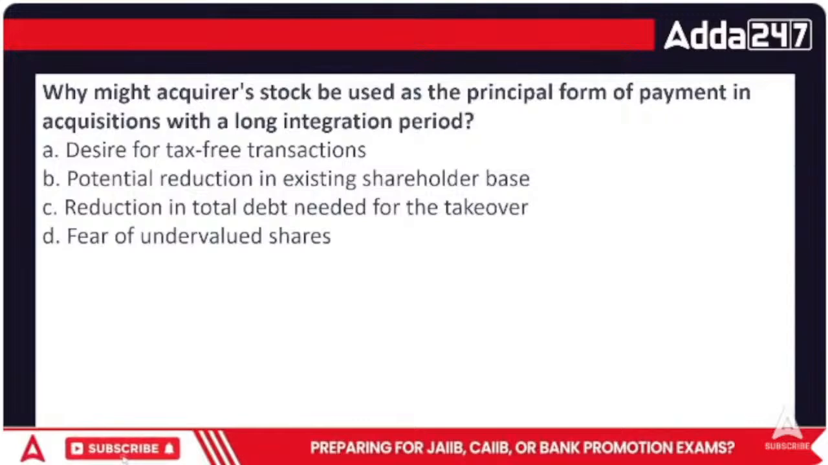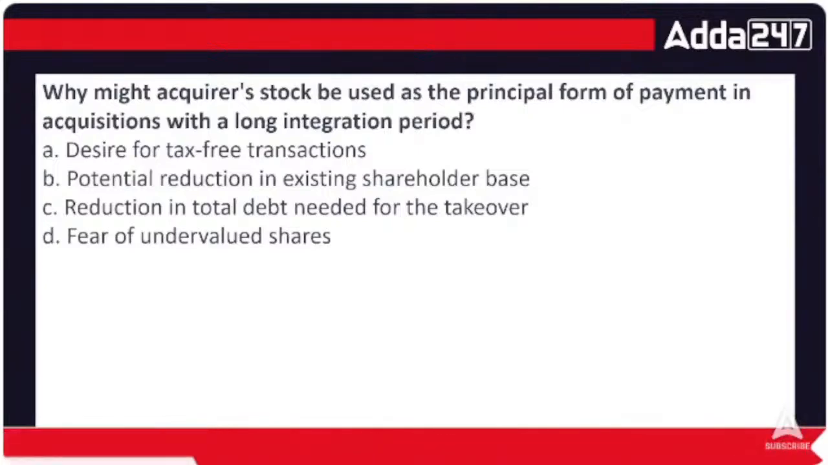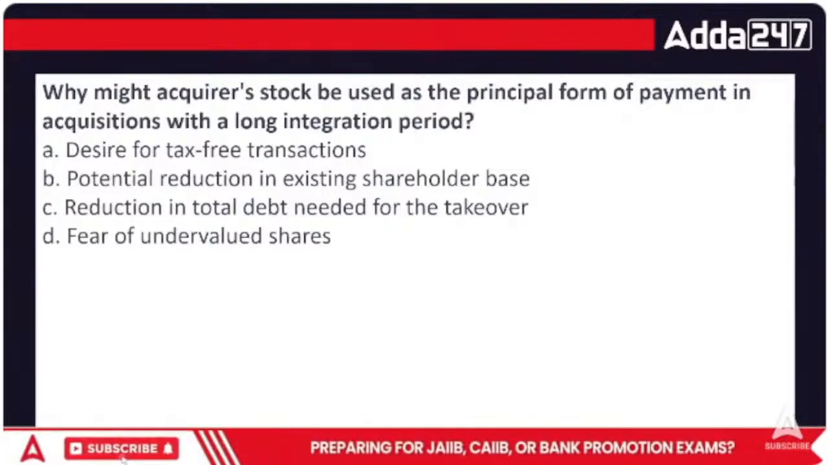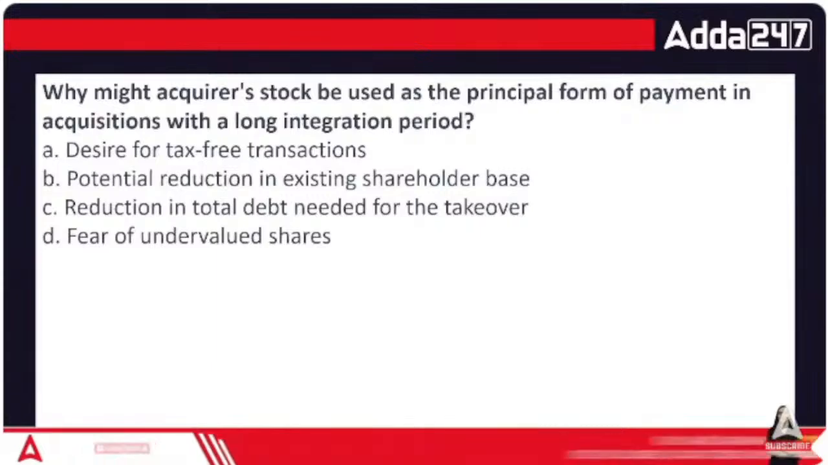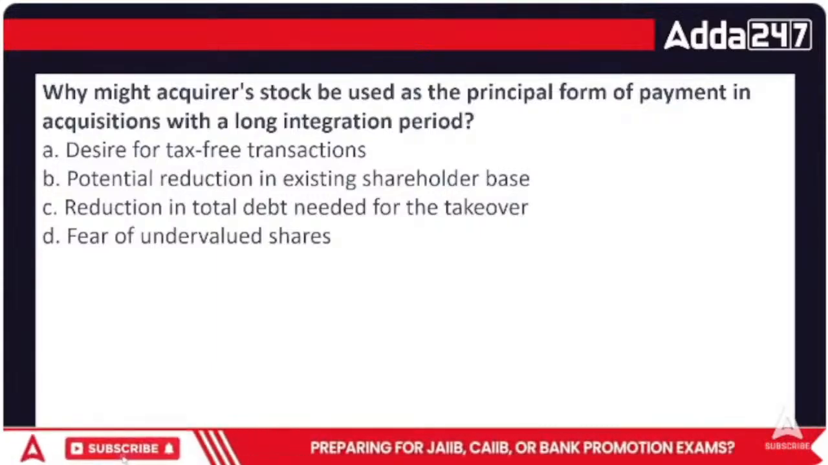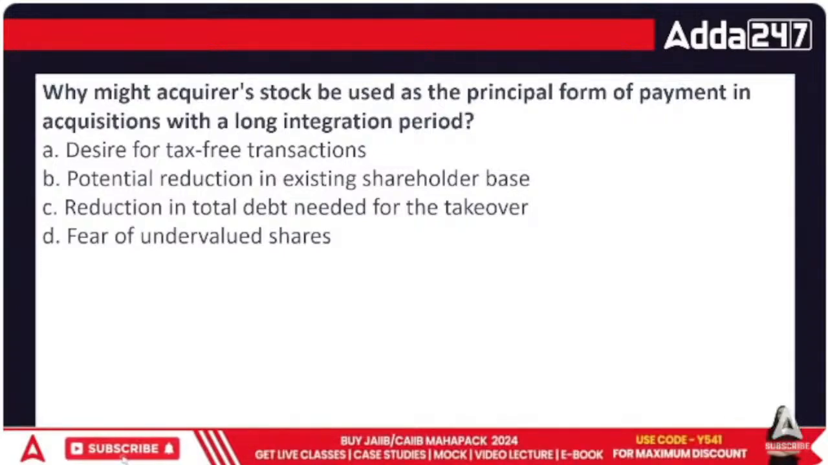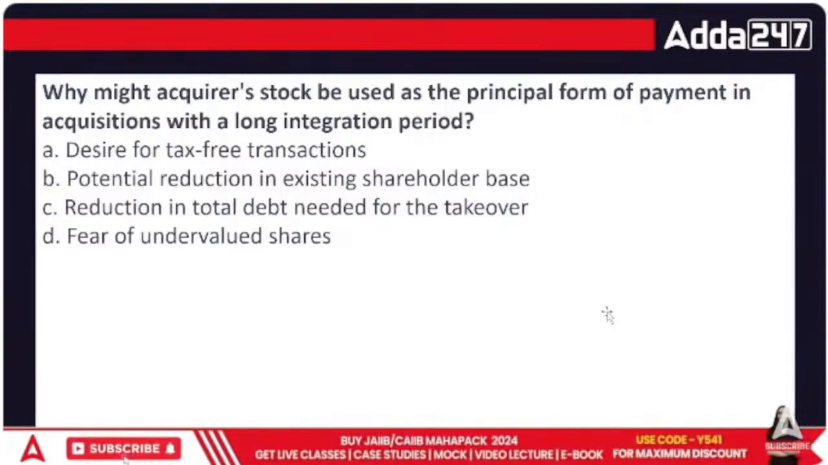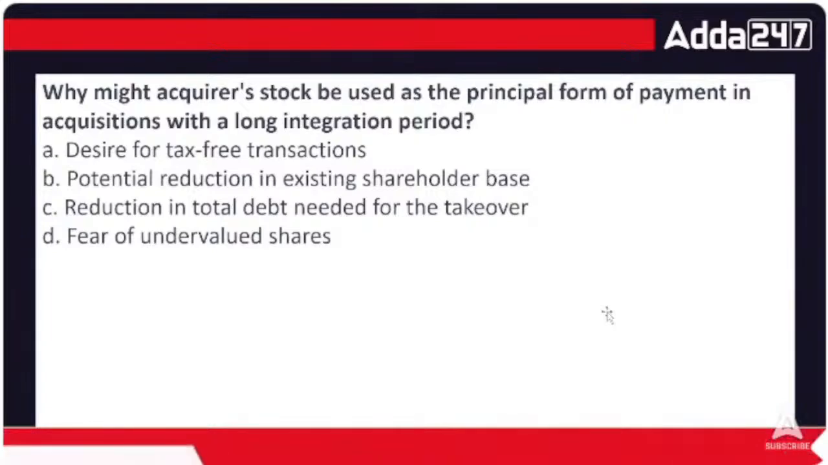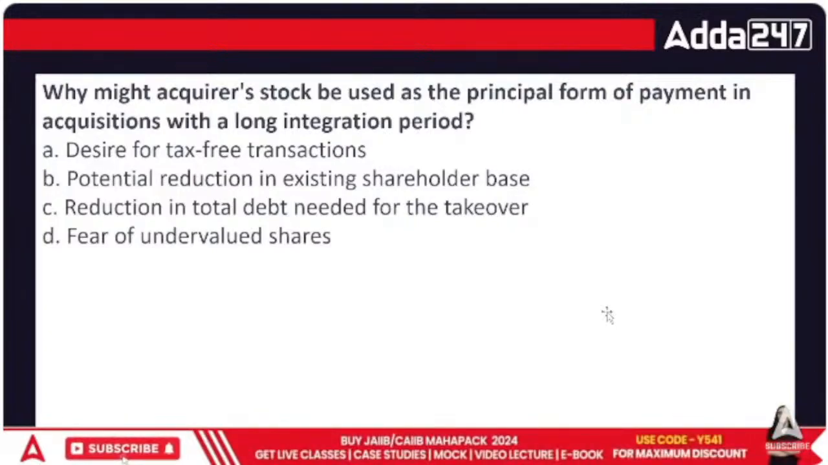Why might acquirer stock be used as a principal form of payment in an acquisition with a long integration period? If you're looking forward towards a long integration period: desire for tax-free transactions, potential reduction in existing shareholder base, reduction in total debt needed for the takeover, or fear of undervalued shares. Why would someone actually take a long integration period? When you want a long integration period, probably you have some liabilities which you want to take care of. That can be the point. So in this case, reduction in the total debt needed for the takeover.